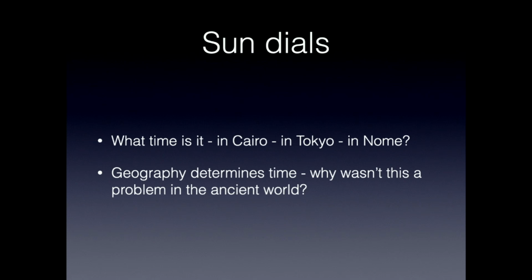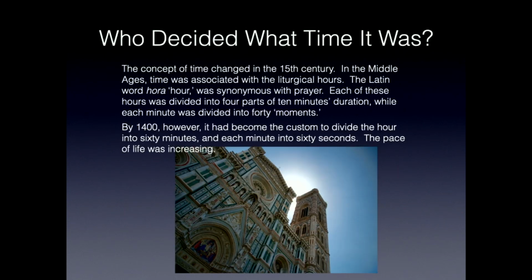So the problem is time didn't become a factor in how I behaved with people in my community until travel became a problem. So until geography was a problem, time was just the convenience of you and I agreeing, okay? But geography changed things. And as a result of that, time had to be determined by some official body. And in the Middle Ages, the official body was the church. Now I'm going to read you this because it's really quite interesting. The concept of time changed in the 15th century.